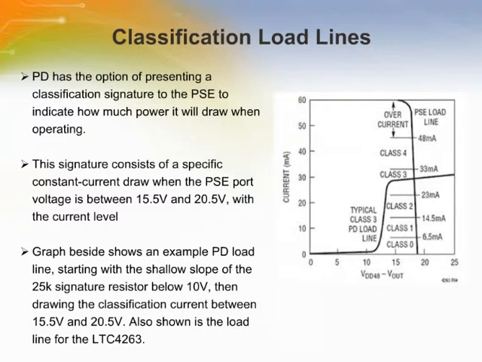The LTC4263 will classify a port immediately after a successful detection. It measures the PD classification signature current by applying 18 volts typically to the port and measuring the resulting current. The LTC4263 identifies the three IEEE power levels and stores the detected class internally for use by the power management circuitry. In addition, the LTC4263 allows selectable enforcement of IEEE classification power levels.